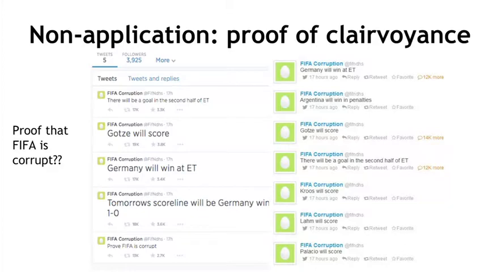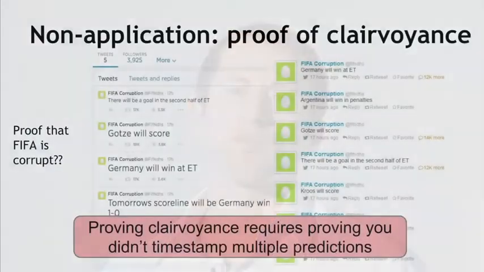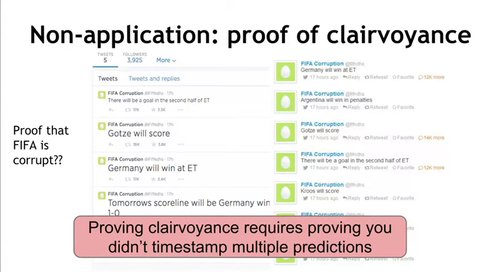So the same basic attack can be done against any secure messaging system, where you simply commit to a bunch of possible outcomes, and then you only reveal the commitments that turn out to be true. So if you want to prove that you can actually tell the future, if you have that ability, you have to prove that you aren't timestamping multiple predictions for the future. You have to prove that you're only timestamping one specific prediction and then it comes true.